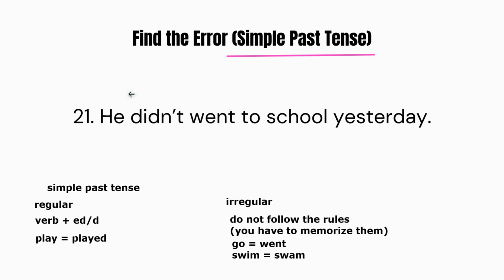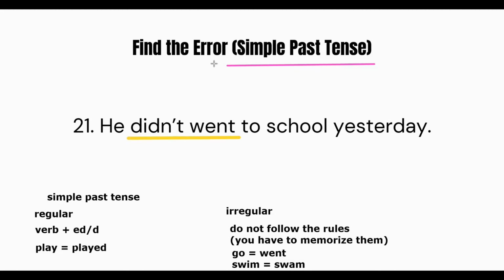21. He didn't went to school yesterday. So our mistake is right here. So this is a negative sentence. So again, we would use did not, and we have to use the base form of the verb. So it is the simplest form of your verb. So the base form of went would be go, go. So to correct this, we would say he didn't go to school yesterday.